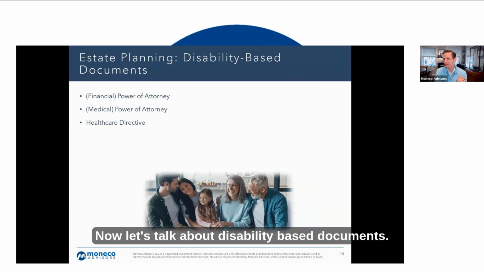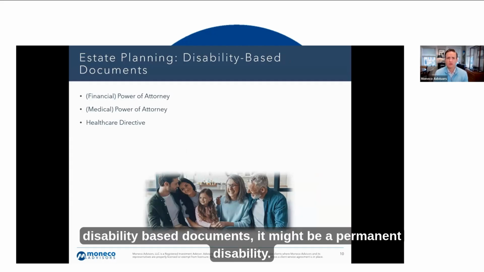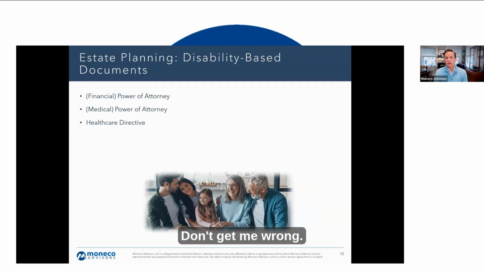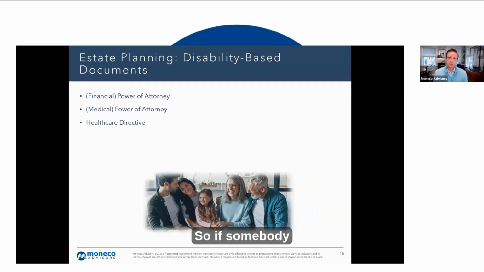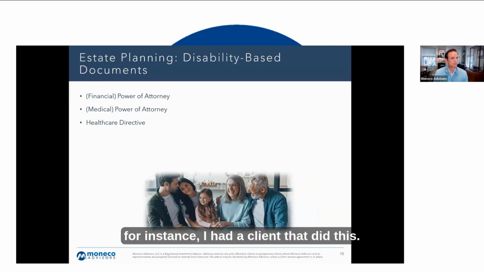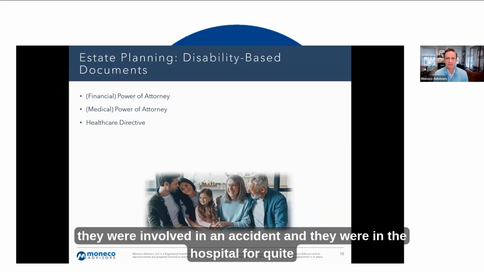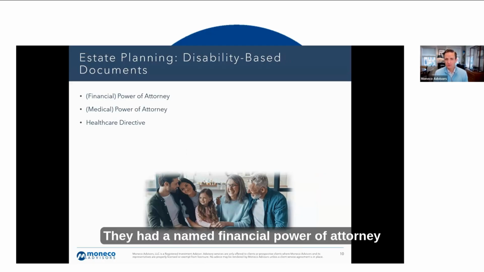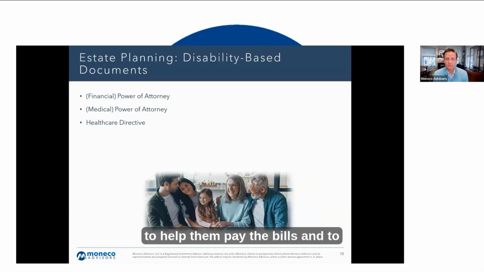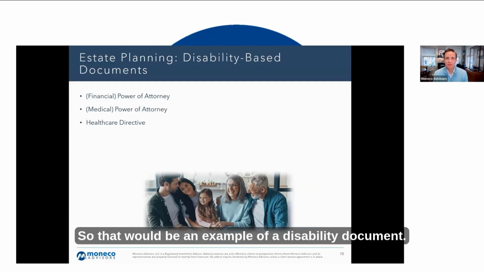Now let's talk about disability-based documents. Well, disability-based documents, it might be a permanent disability, don't get me wrong, but it also could be a temporary disability, right? For instance, I had a client that did this. They were involved in an accident and they were in the hospital for quite a while. They had a named financial power of attorney to help them pay the bills and to continue to keep the money flowing. So that would be an example of a disability document for a temporary disability.